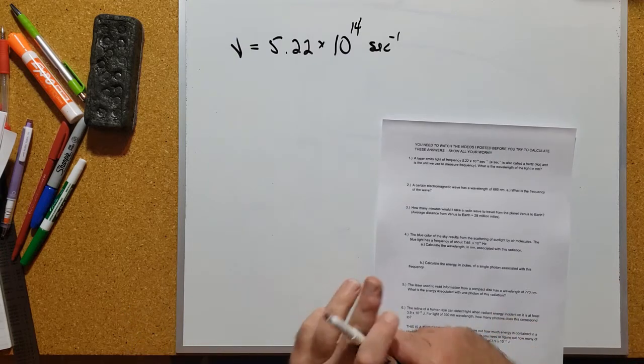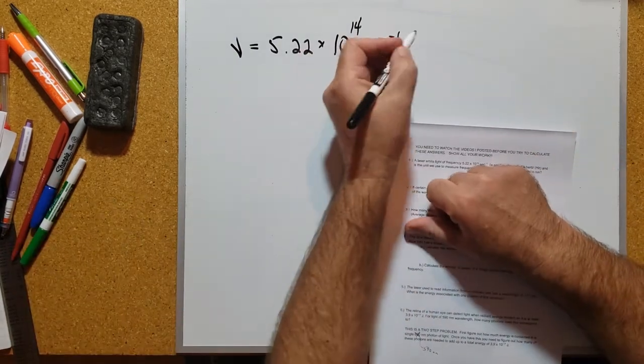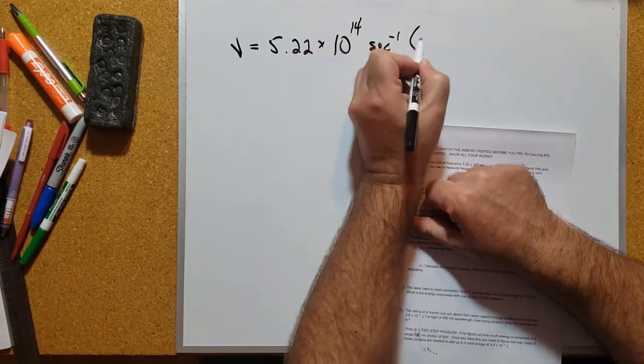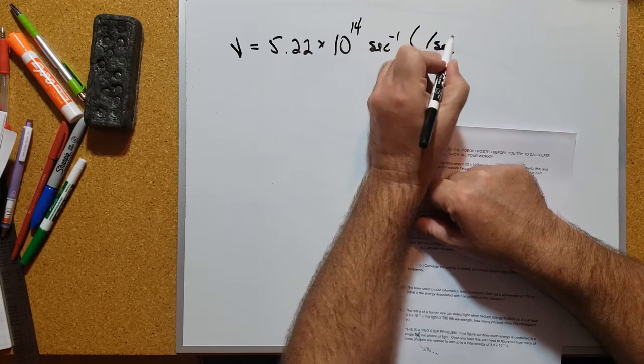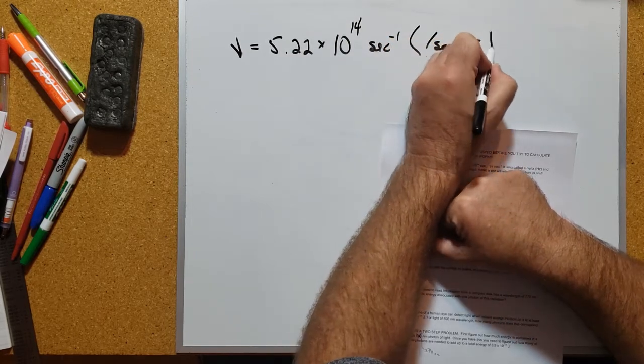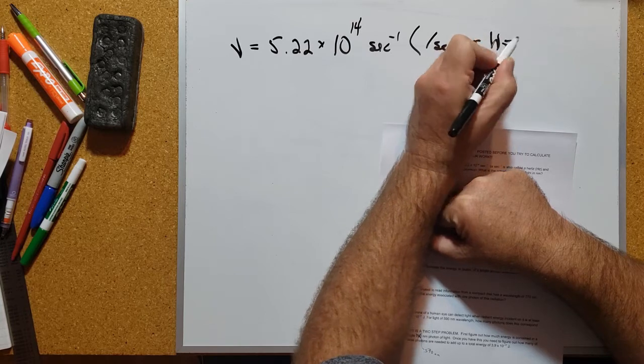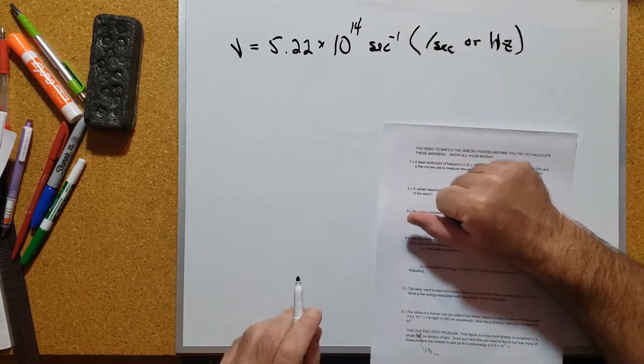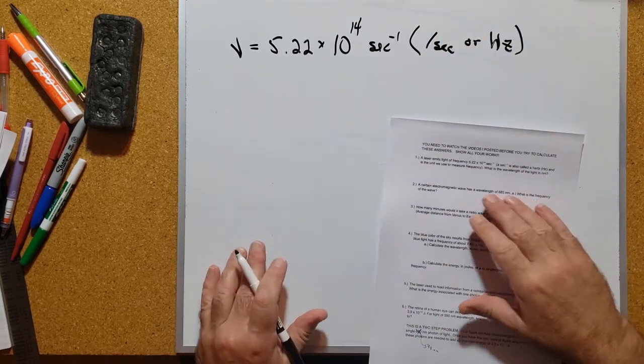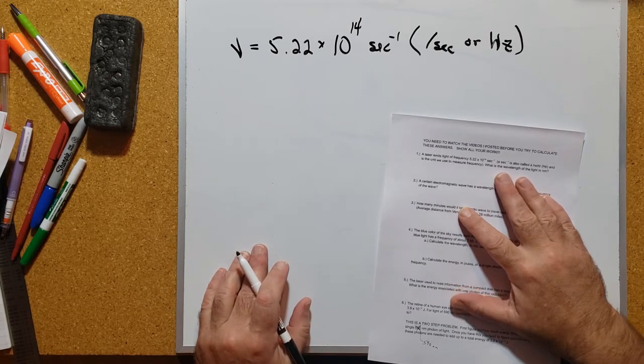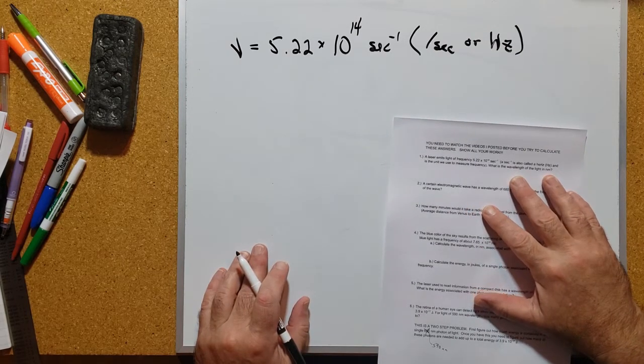Right. Now just real quickly, seconds to the minus 1 is also a per second, or sometimes we call it a hertz, Hz for hertz. Right. And we want to know what is the wavelength of the light in nanometers.